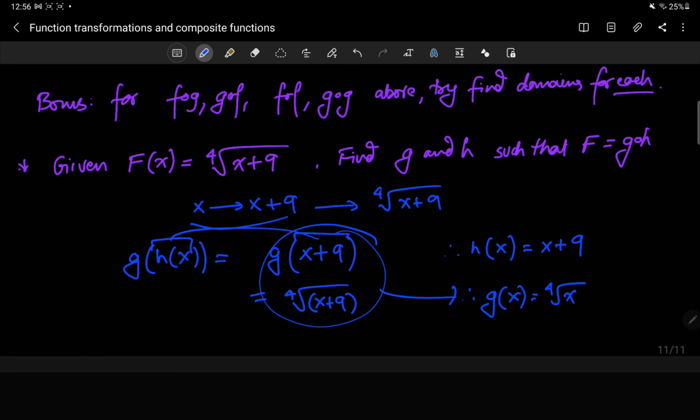Because remember, these are placeholders, so that if g of x is the fourth root of x, then g of x plus 9 would be the fourth root of x plus 9.